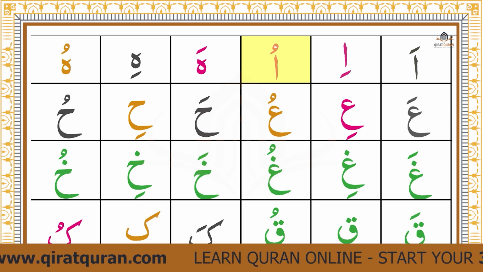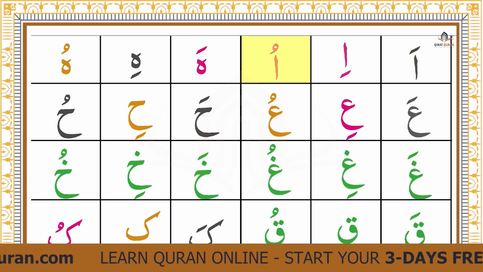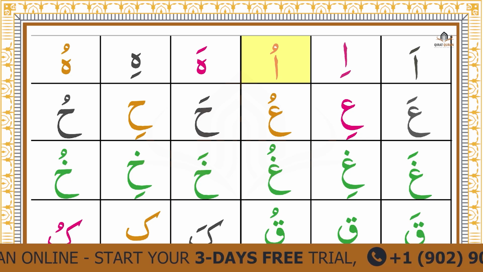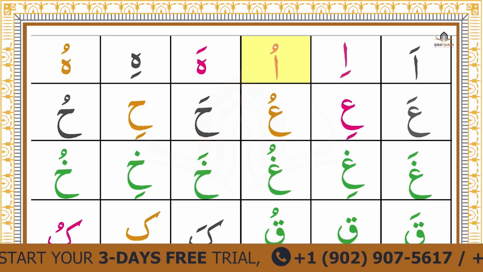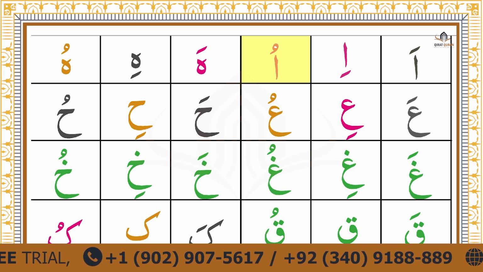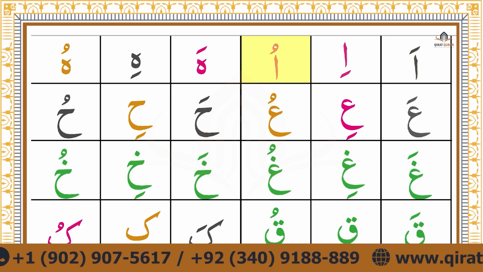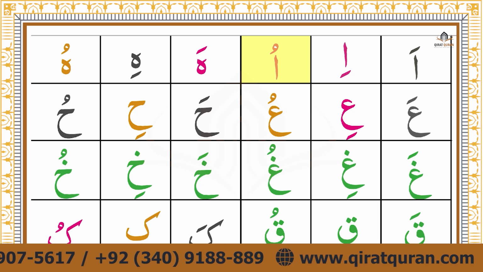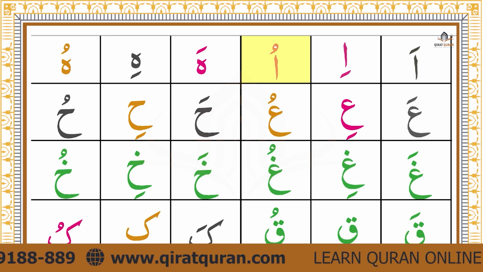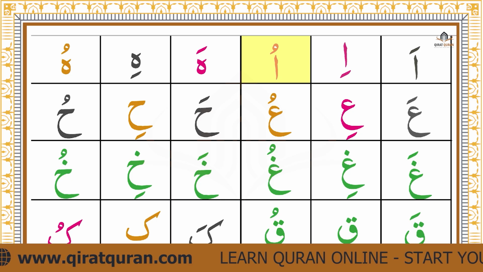Then the next one, Hamza, Dhamma, U. Hamza, the letter, then the sign, Dhamma, and at the end, the sound, U. When Hamza has Dhamma on the top, the sound will be U.